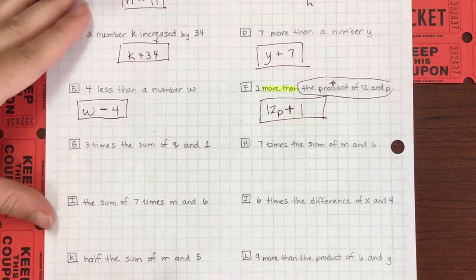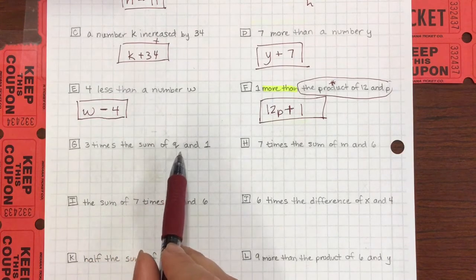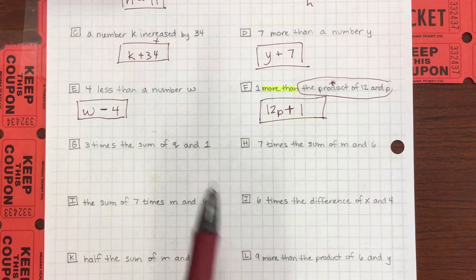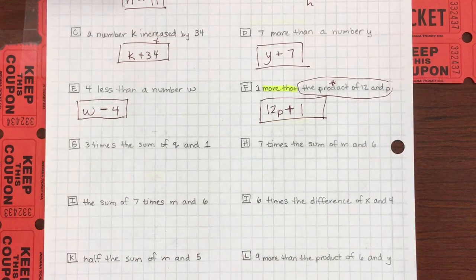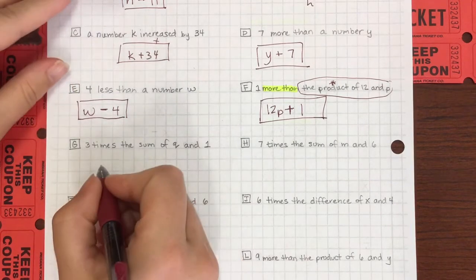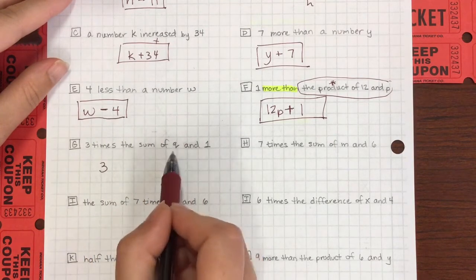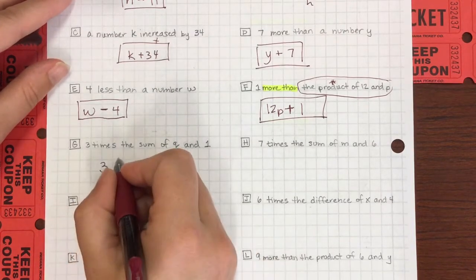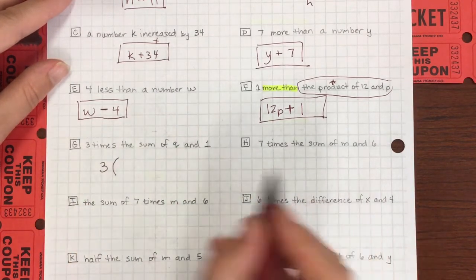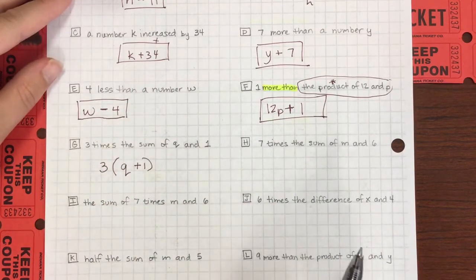Next one here. G. 3 times the sum of Q and 1. So 3 times the sum. The sum means we're adding multiple things together. So 3 times the sum means we're going to be adding 2 things together, and those 2 things are Q and 1. So 3 times the sum is actually 3 times the sum of Q and 1, like that.